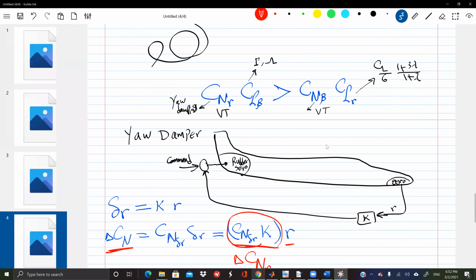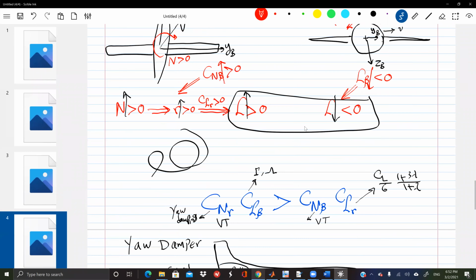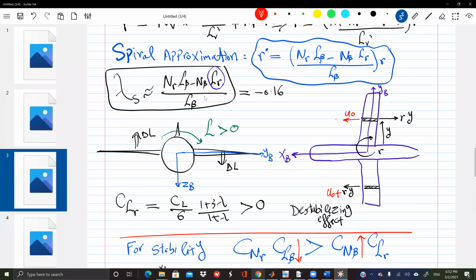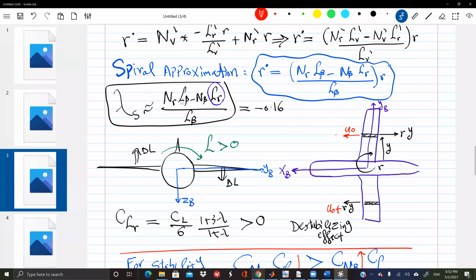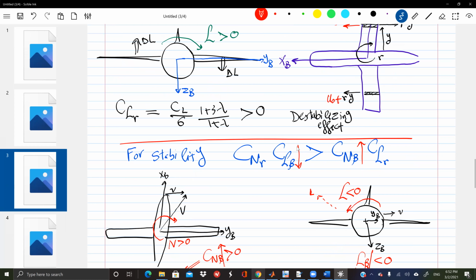But to go from just N and L to CN, CL, the C is there because it's as if you're normalizing all of them by 1/2 rho U squared S B, right? So all of them will be C's, coefficients, right? Okay. Yeah.